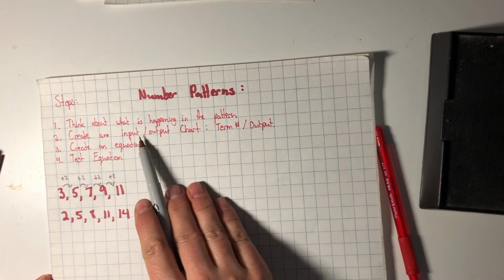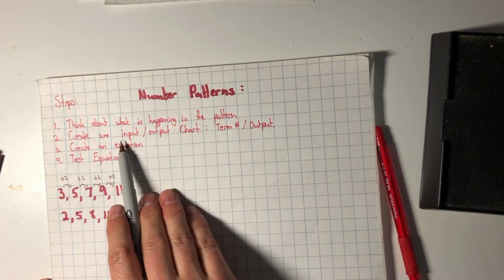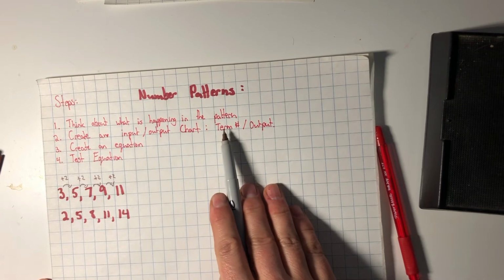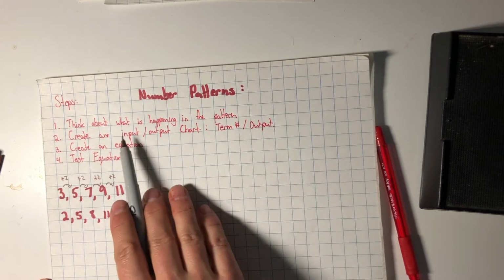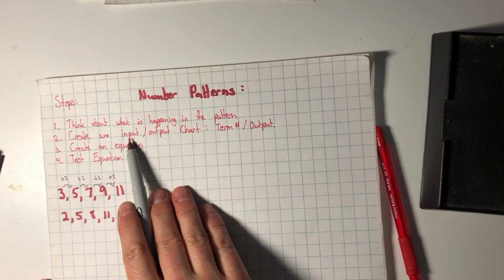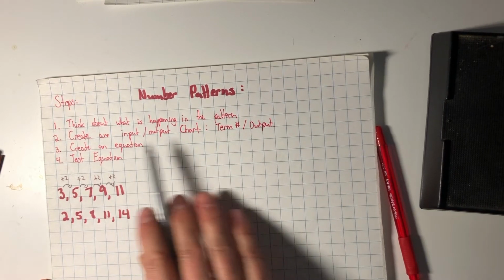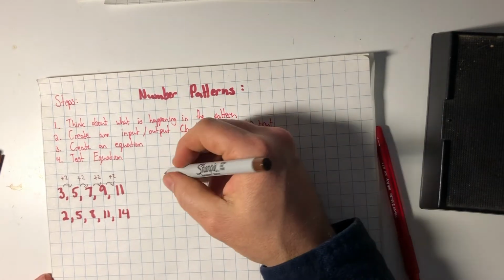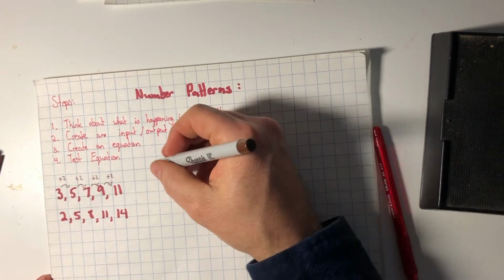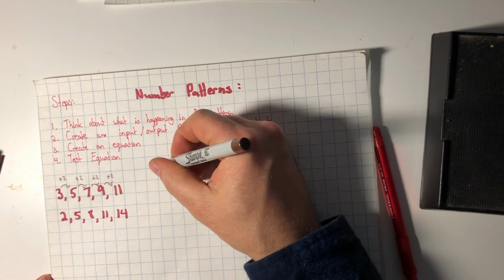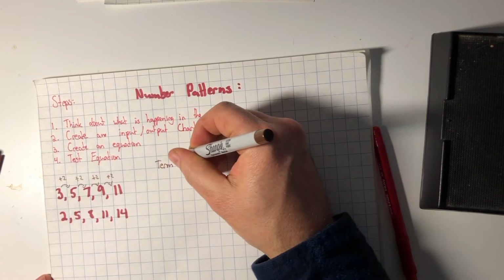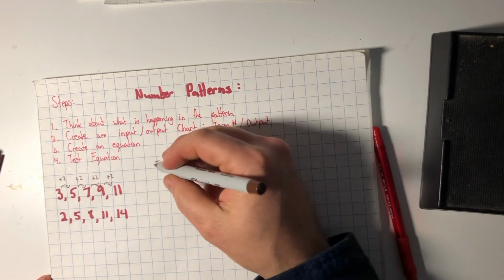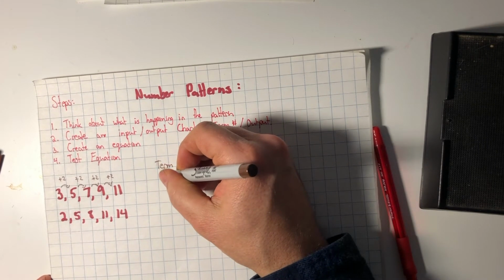Now we want to create an input-output chart. The input actually doesn't change; it's a term number. This is what causes confusion, but the input is actually just the stage of the pattern: the first stage, second stage, third stage, etc. We call that the term number, and we're going to represent it with an algebraic variable, which we're just going to say is n.